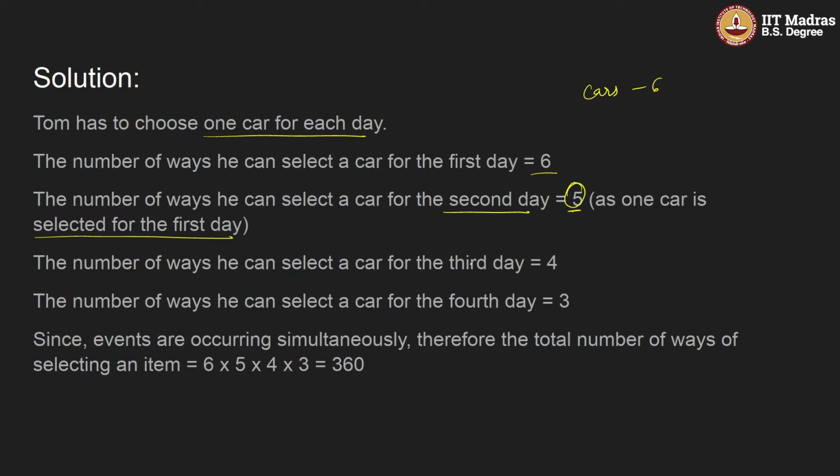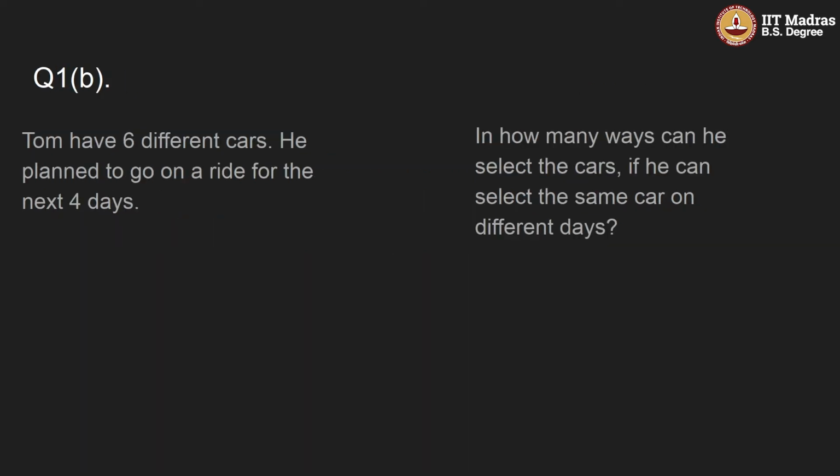The number of ways he can select the car on the third day will be 4 because 2 cars are already chosen. Only 4 are remaining. So there are 4 ways. Then the number of ways he can select a car for the fourth day will be 3 because 3 cars are already selected. So 3 are remaining. So there are 3 ways to select a car for the fourth day. So the events are occurring simultaneously. Therefore, the total number of ways of selecting an item will be 6 into 5 into 4 into 3, which is 360.